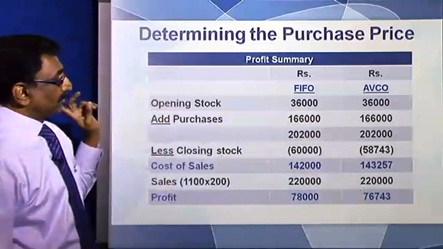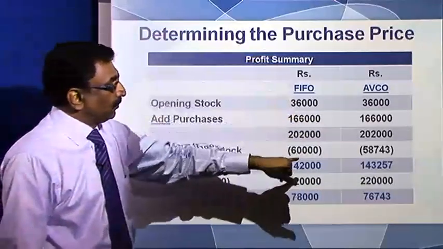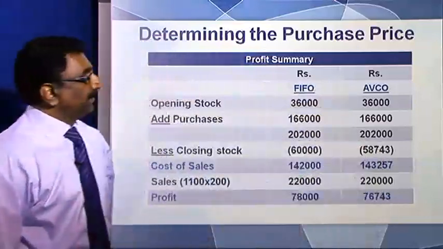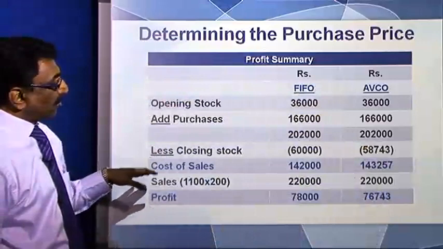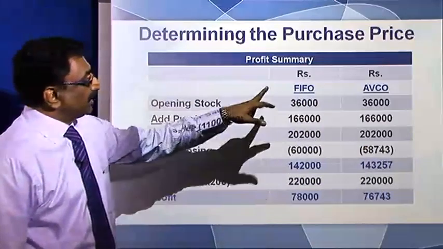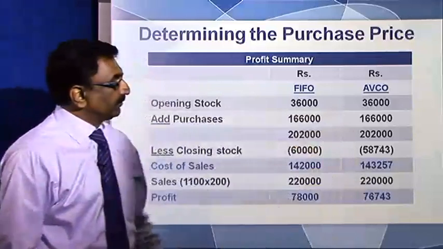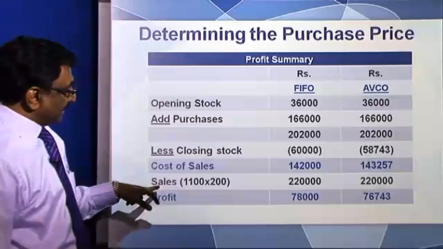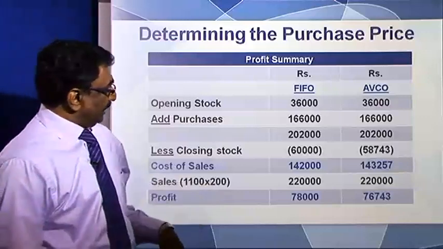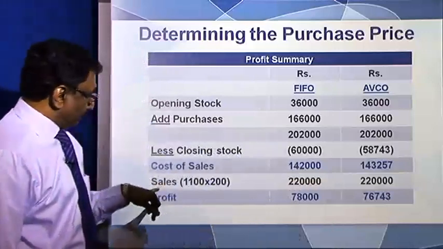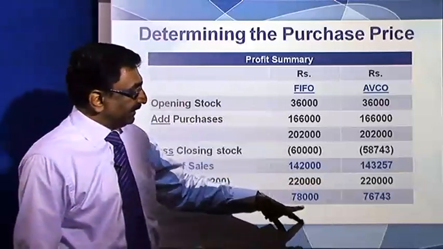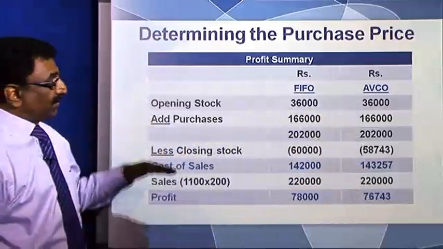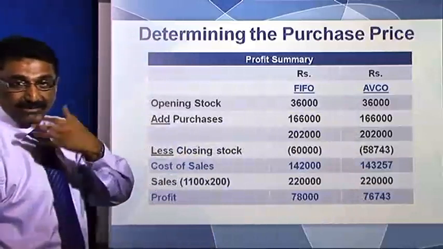Now less the closing stock. We remember we worked out closing stock as per FIFO was 60,000 rupees, while as per the average cost method it was 58,743. So the cost of sales therefore is 142,000 as far as FIFO is concerned, and 143,257 as far as average is concerned. So the sales was 1,100 units at 200 rupees, giving 2,20,000. So the profit in FIFO works out to 78,000, while in average it works out to 76,743. So that is how you value the issue price.